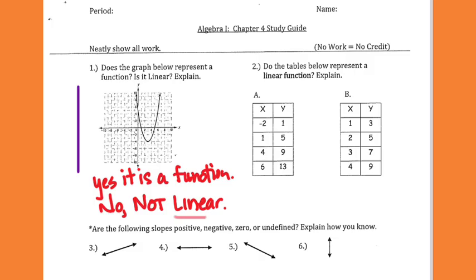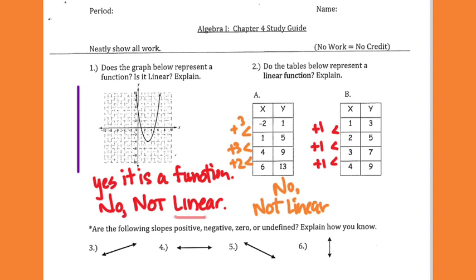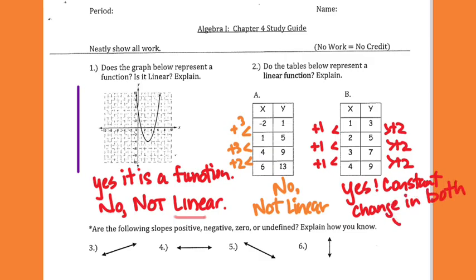On number 2, how do we see from a table? Well, I need to have a constant change in x and y's. And as I check my x's, I can see there's not a constant change because it goes up by 3 and goes up by 3 and then by 2. So right now I can stop and say, no, it's not a linear function. On letter B, it is a constant change in the x values and a constant change in the y values. So yes, it is a constant change in both x and y, so it is a linear function.